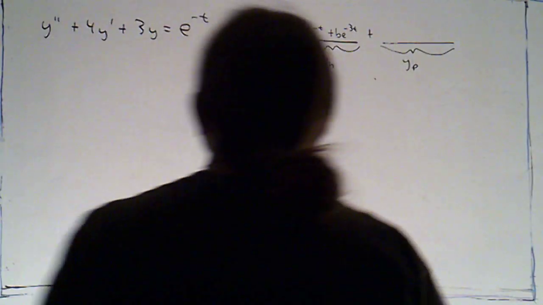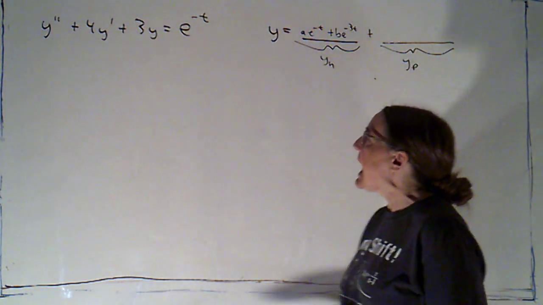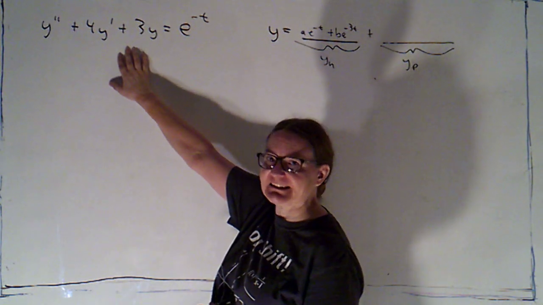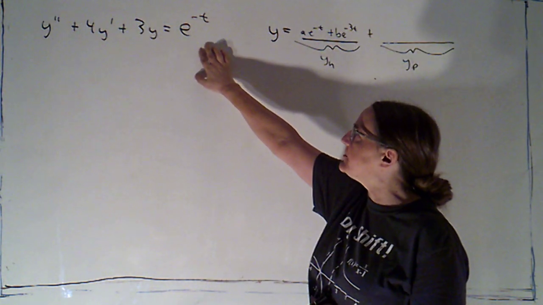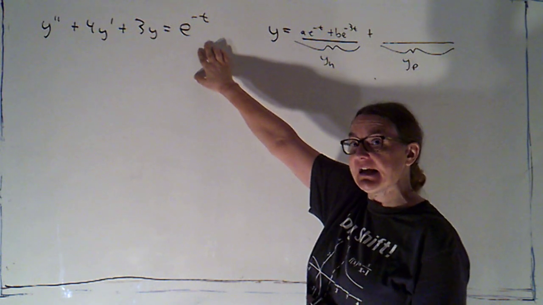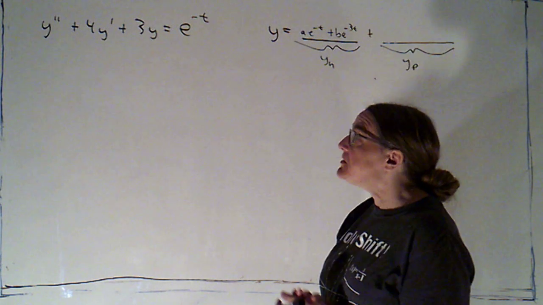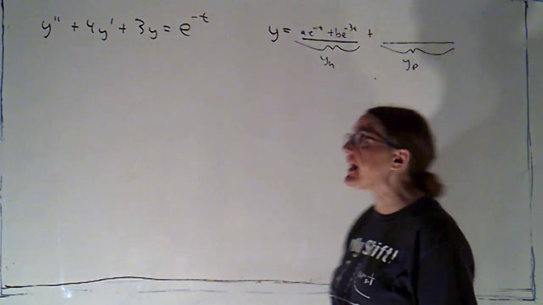Okay, for this example, I've just modified the problem that we did before. I kept the left-hand side of our differential equation exactly the same, but I changed the right-hand side. In the last example, it was e to the negative 5t. Now it's e to the negative t. So the associated homogeneous equation is exactly the same, and we did the work to solve that last time.